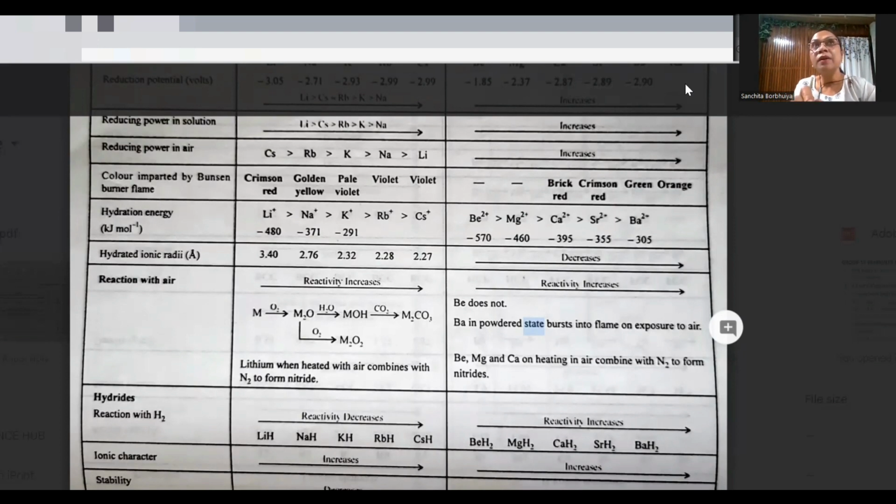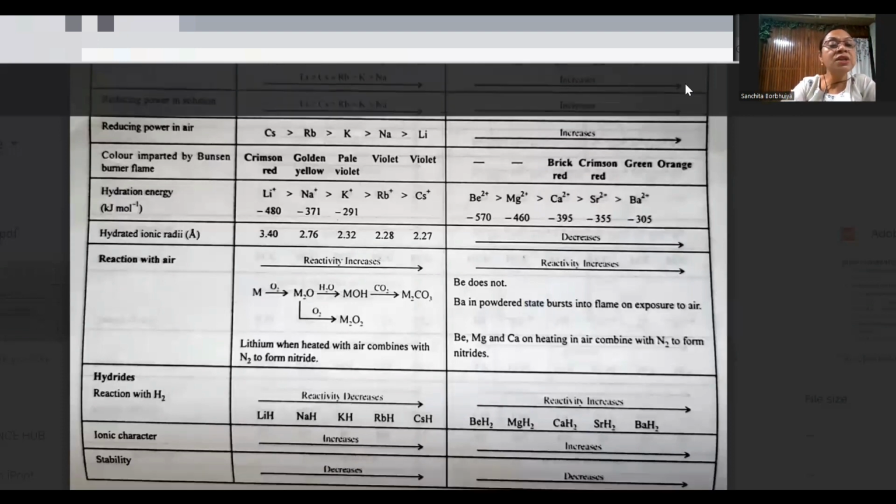Here, for beryllium and magnesium, because the electrons do not get excited with the flame energy, they do not show coloration to the flame. But from calcium onwards, the flame coloration changes to brick red because it is easier for the flame energy to excite the electrons. Because of the transition of the electrons, the flame color is red. So brick red for calcium, strontium is crimson red, barium is green, and radium is orange. So remember it.